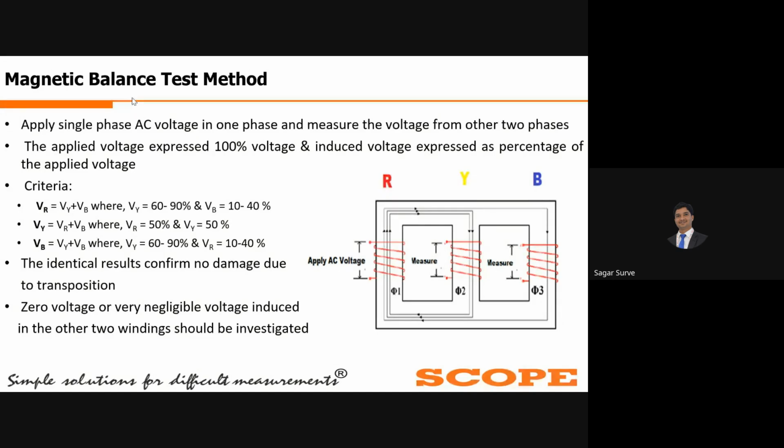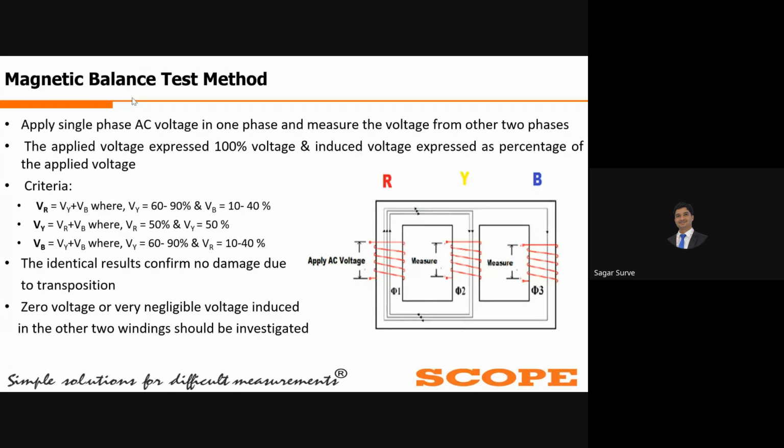But if you go with the central phase, that is the Y phase, and I apply 100 volts to the Y phase, then both adjacent phases, R and B, are at equal distance from Y. So the flux associated with both limbs, R and B, will be similar. Hence, the voltage generated at R and B will be 50% of whatever voltage we are applying to the Y phase.